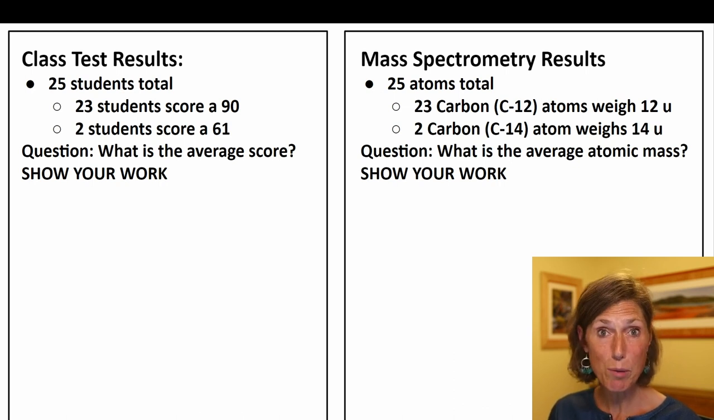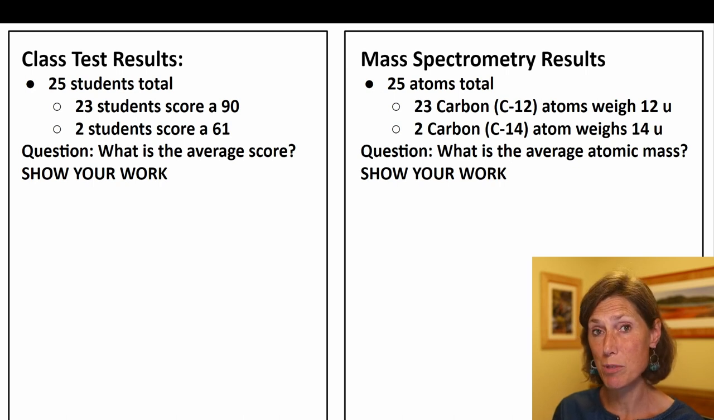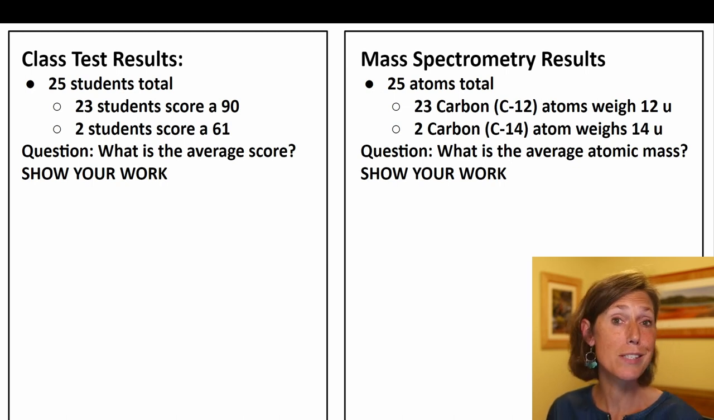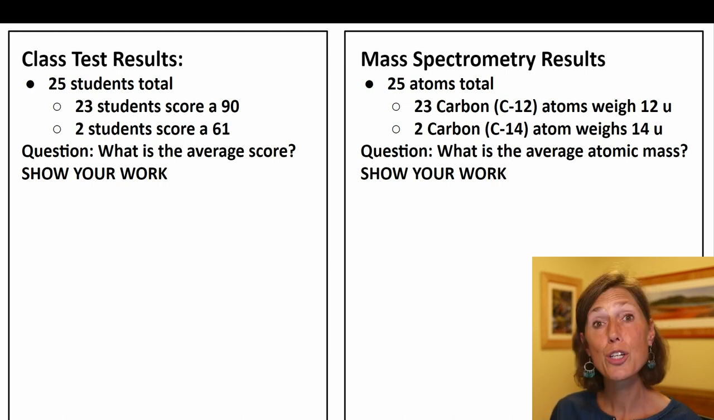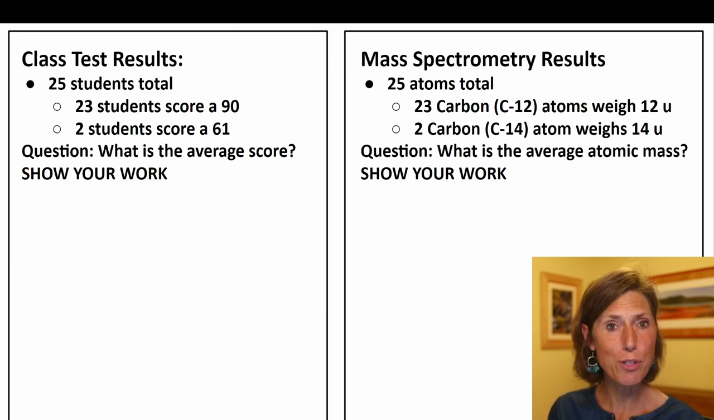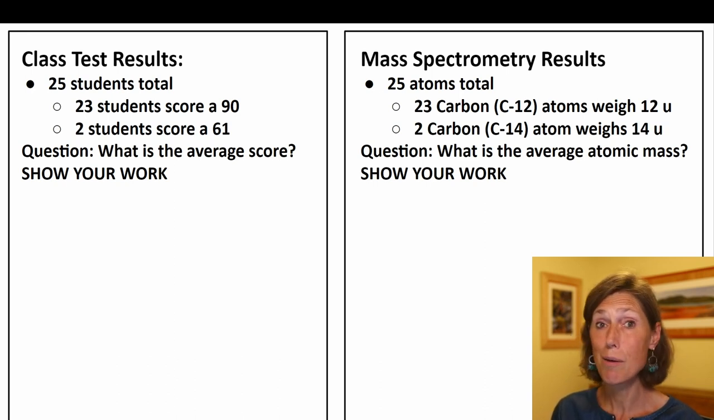What is very relatable for students is to envision themselves within a classroom. Let's say 25 students in a classroom. 23 students have a score of 90. Two students score a 61. And so when I asked my students, can you now determine the weighted average based on these two sets of grades for this given classroom, my students had no problem to figure this out.